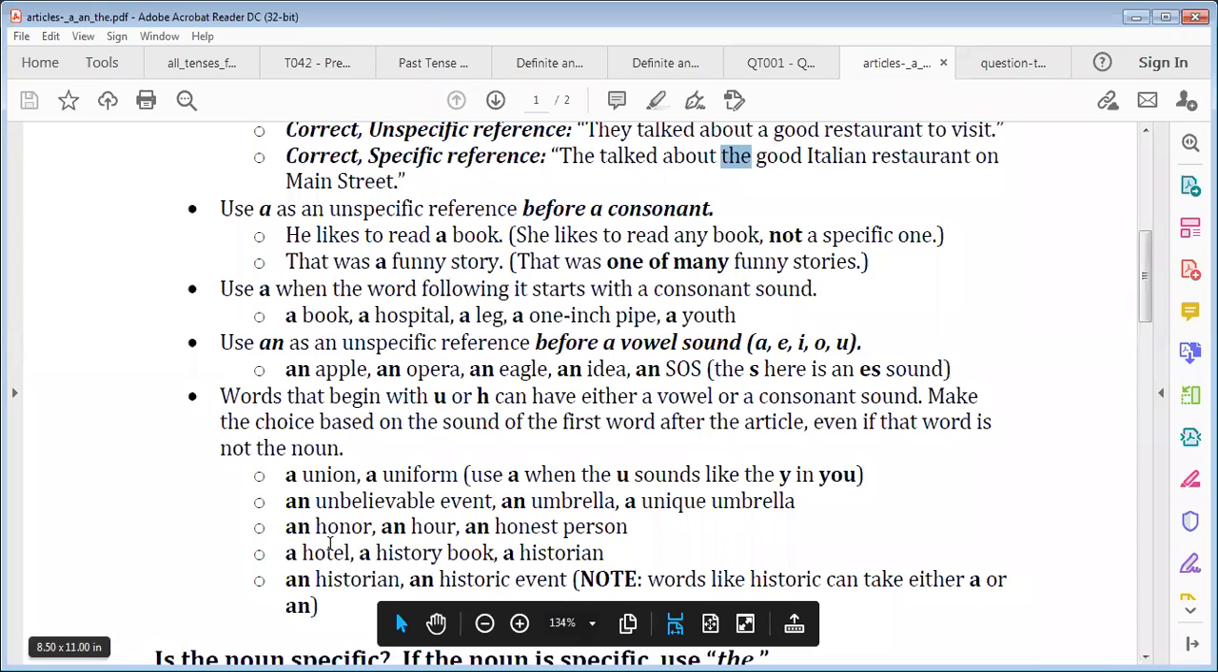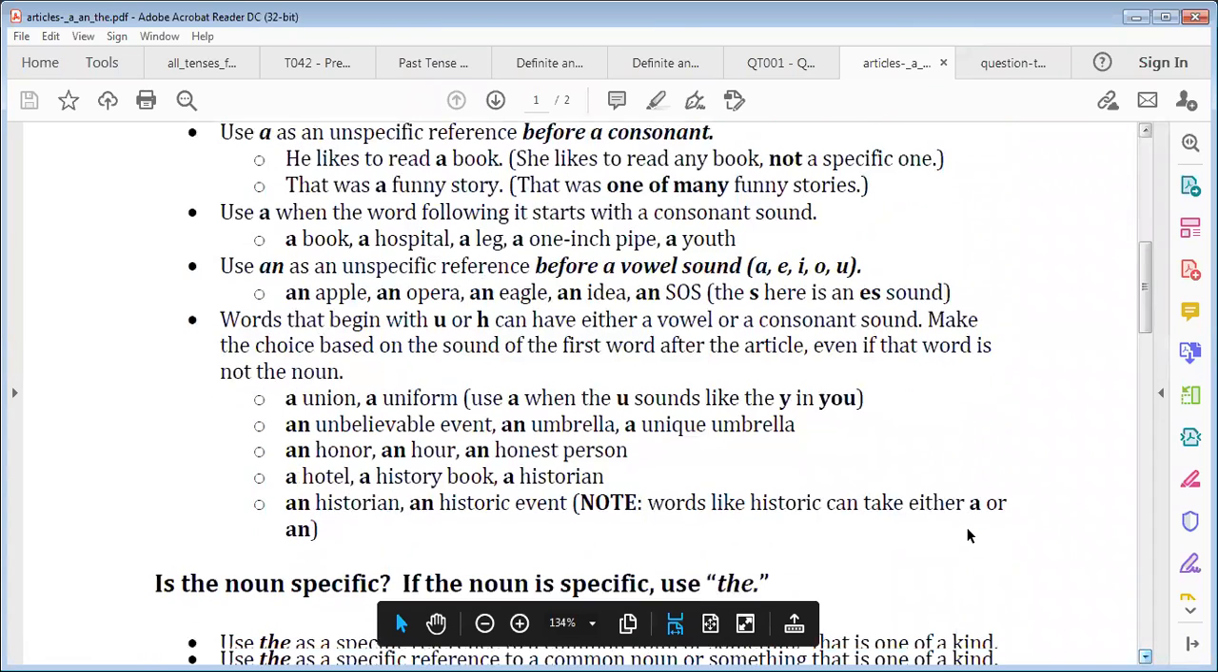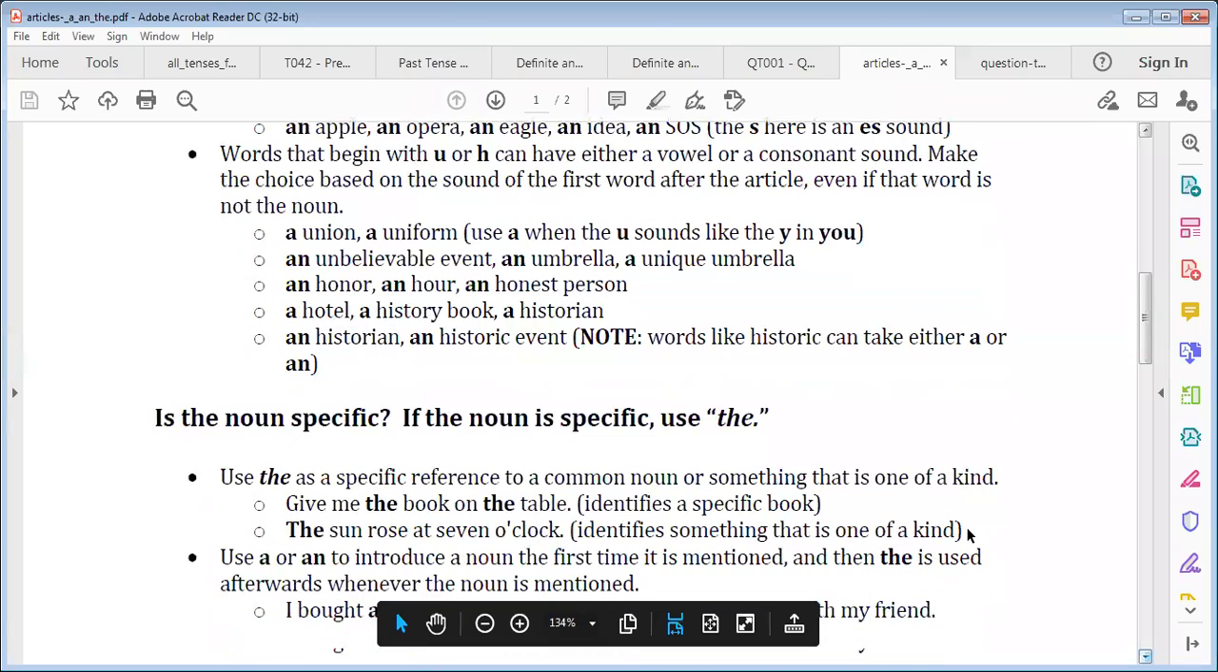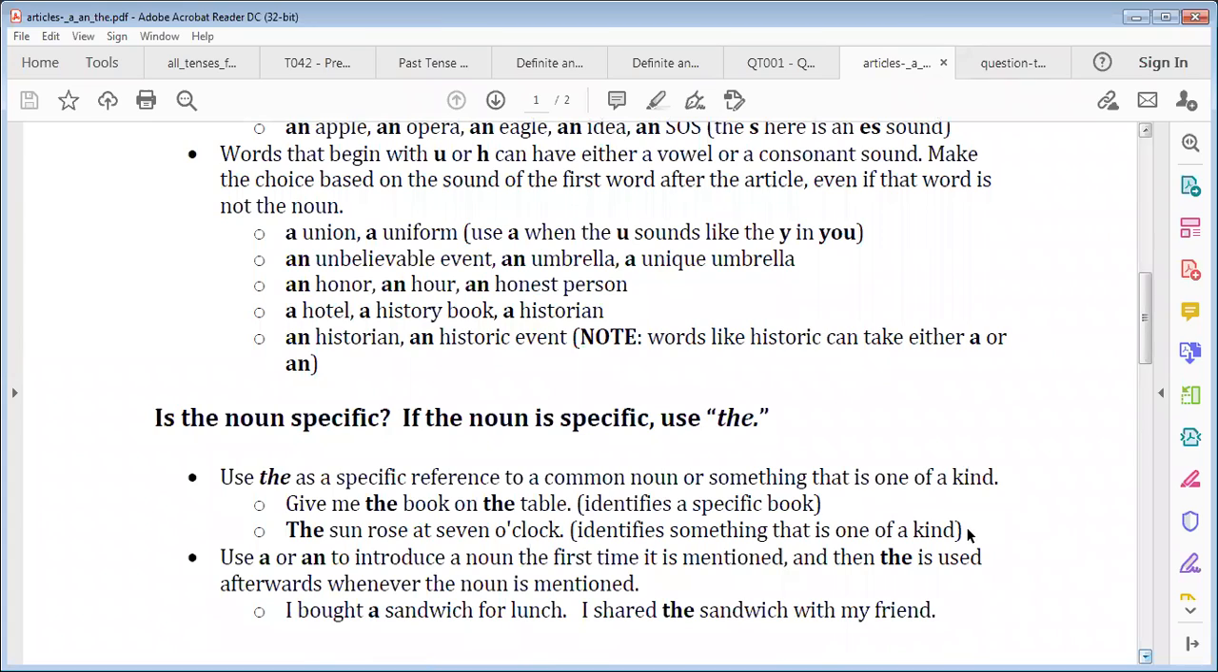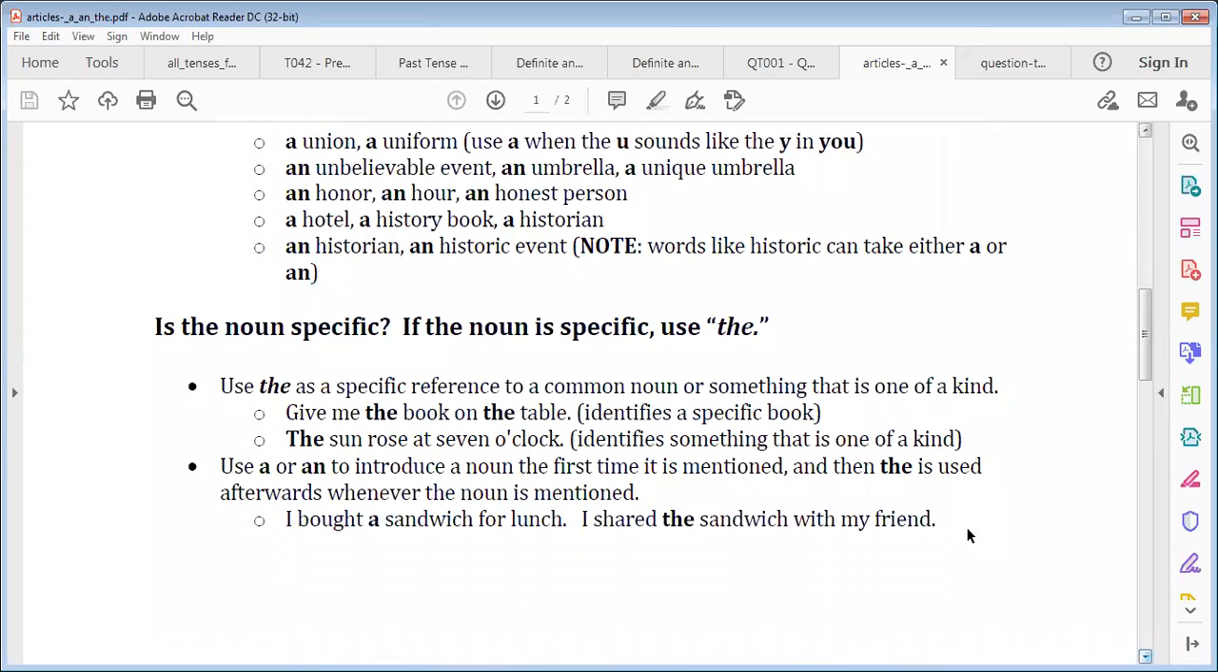An honor, here H is silent. An honest person, H is silent. A hotel, a history book, a historian, I'm pronouncing the H sound. An historian or an historic event. Note that words like historic can take either a or an. Now, this is about indefinite articles.